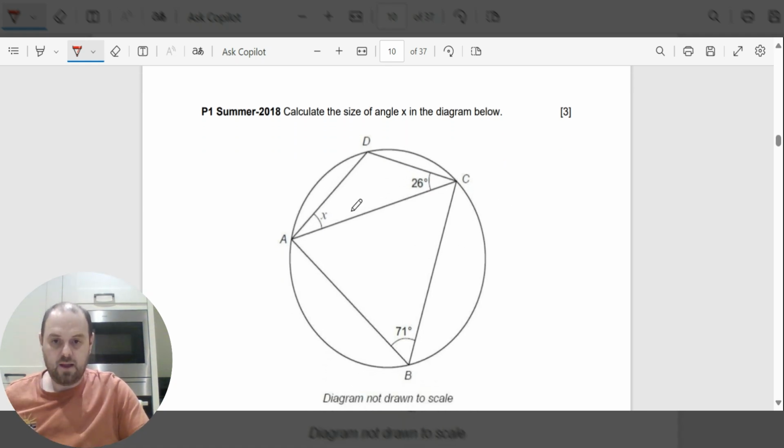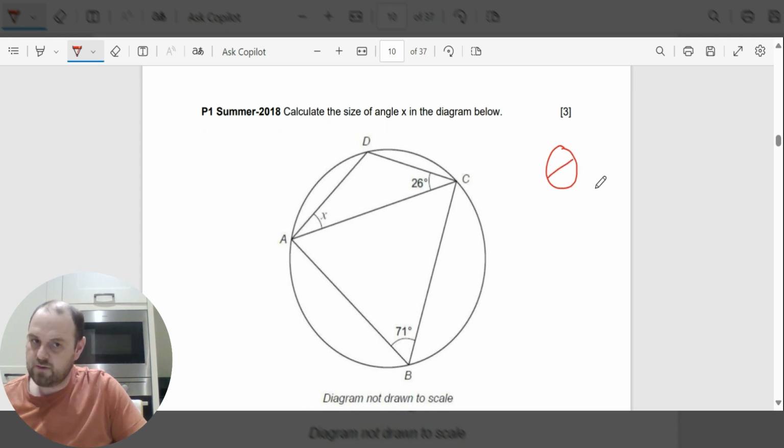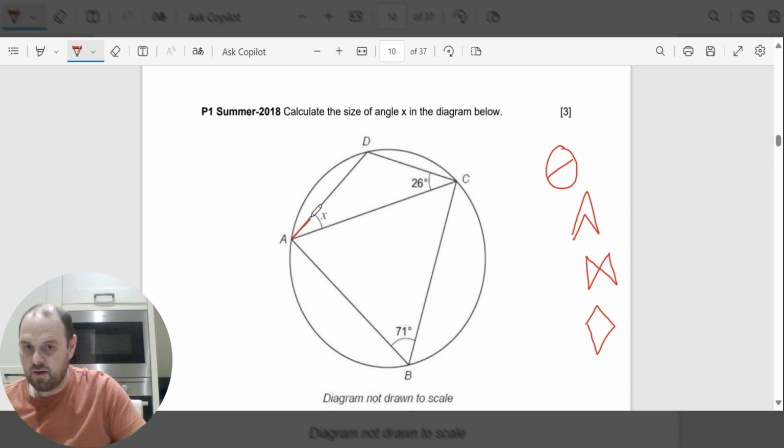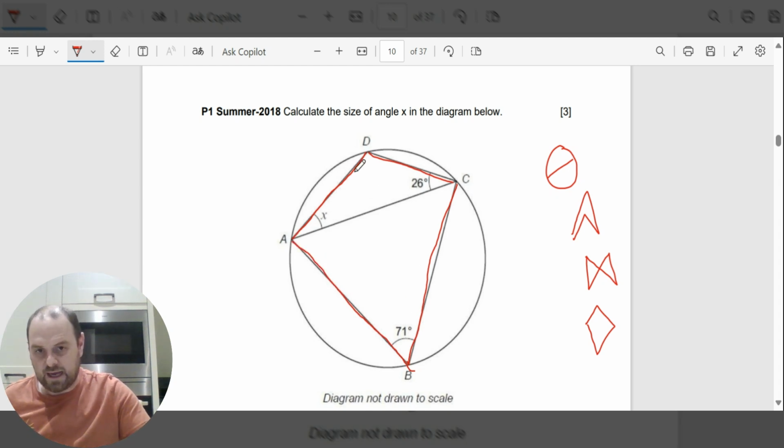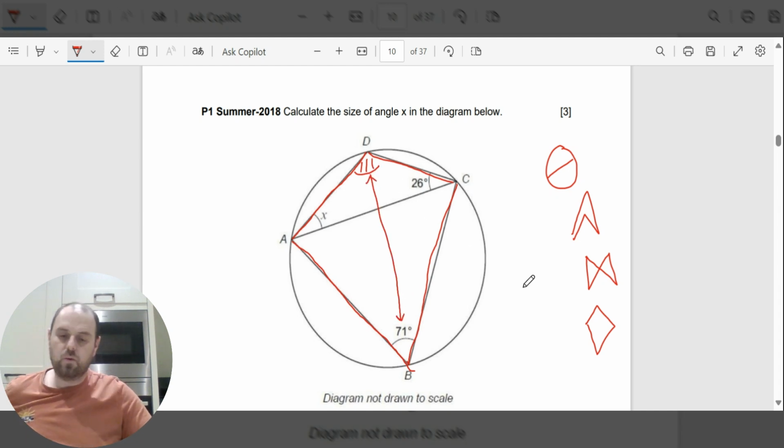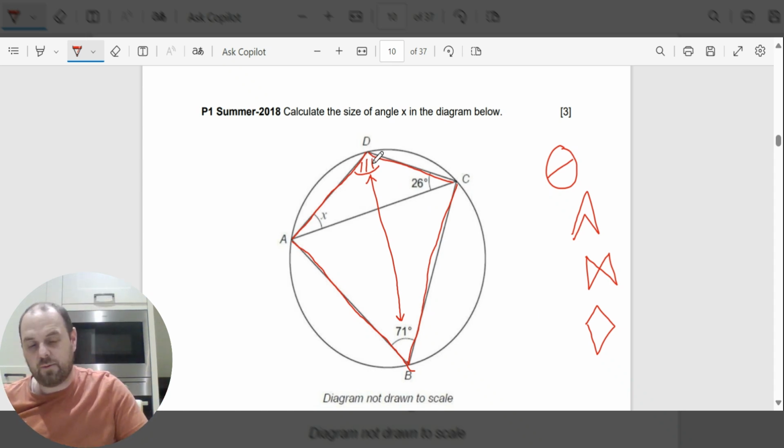Here's the deal. There is no semicircle. That line is not going through the center. There is no arrowhead. There is no bow tie. So the only one I'm left with is, is there a four-sided shape in here? And there is. From A to D, D to C, down to B, and back up to A. We've got a four-sided shape. So what we know about that is that the two angles opposite each other will add up to 180, so you can work that one out.